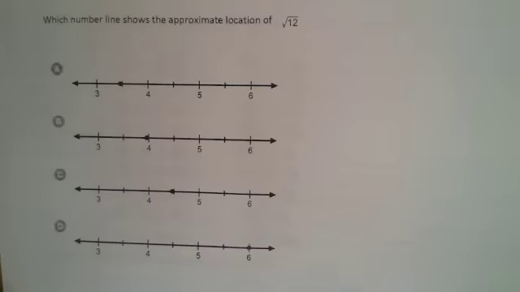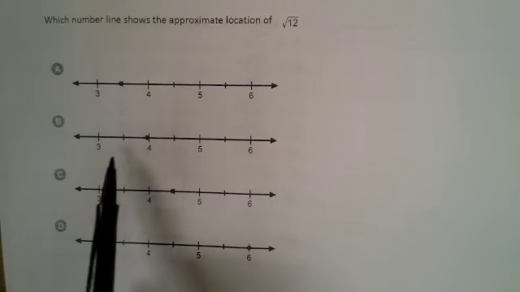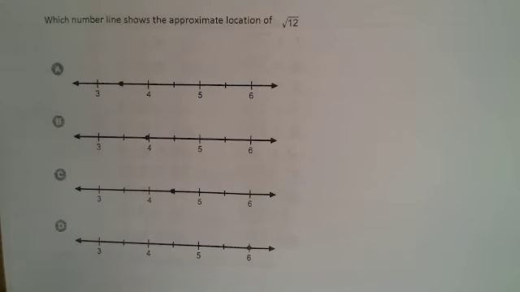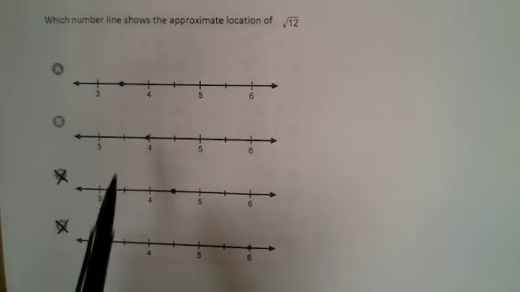So I'll look at my choices. This is in between 3 and 4. This is in between 3 and 4. This one's in between 4 and 5. And this one is almost right on 6. So I know it's not this one. I know it's not this one. I have these two choices.